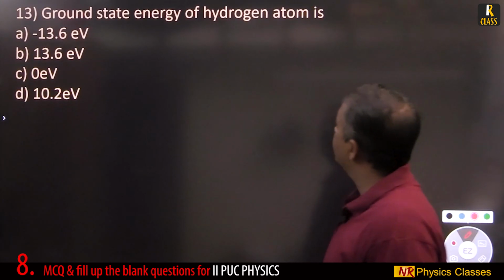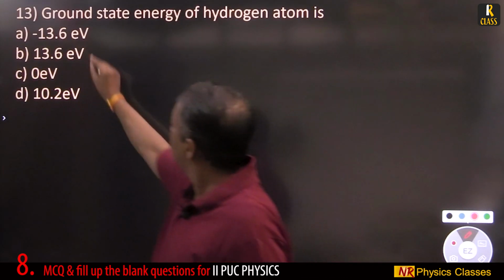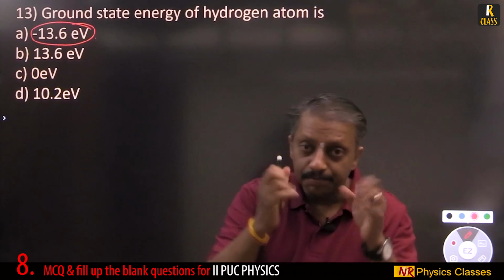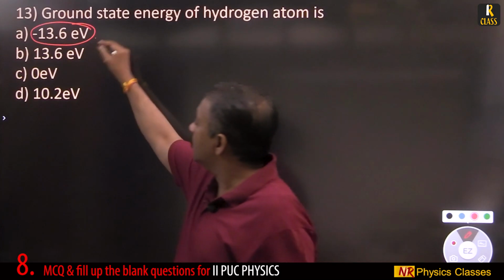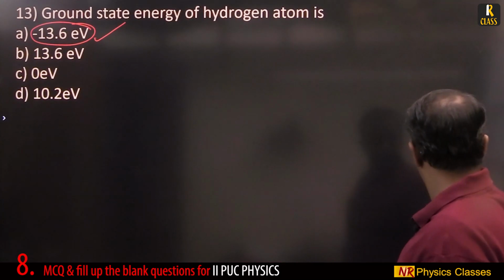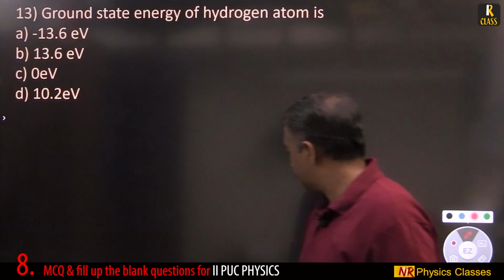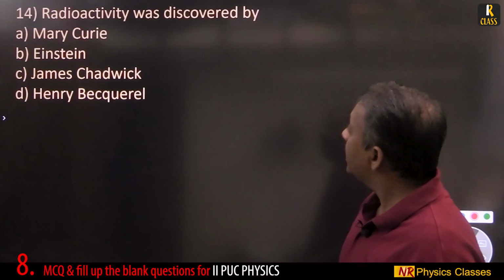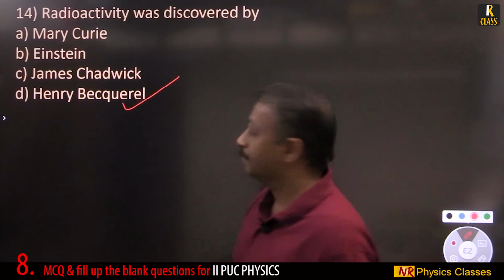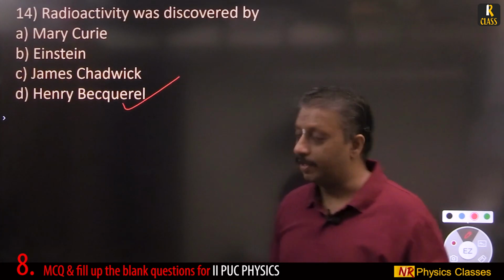Ground state energy of hydrogen atom is minus 13.6. The minus sign says it is a bound electron. So minus 13.6 eV. Radioactivity was first discovered by Becquerel.